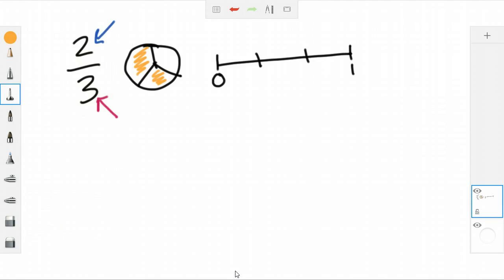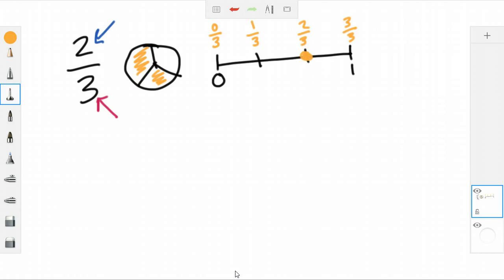So I know that at 0 this is 0/3, here this is 1/3, and here this next I have 2/3, and finally 3/3. So if I want to find 2/3 on a number line, I see that it's right here.